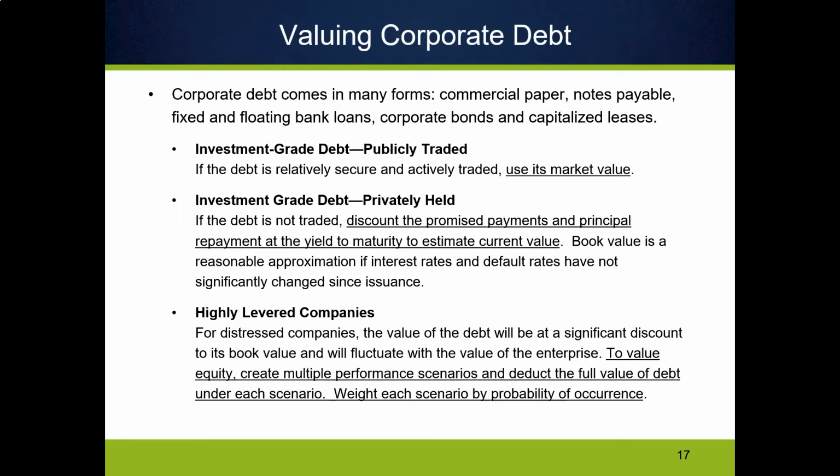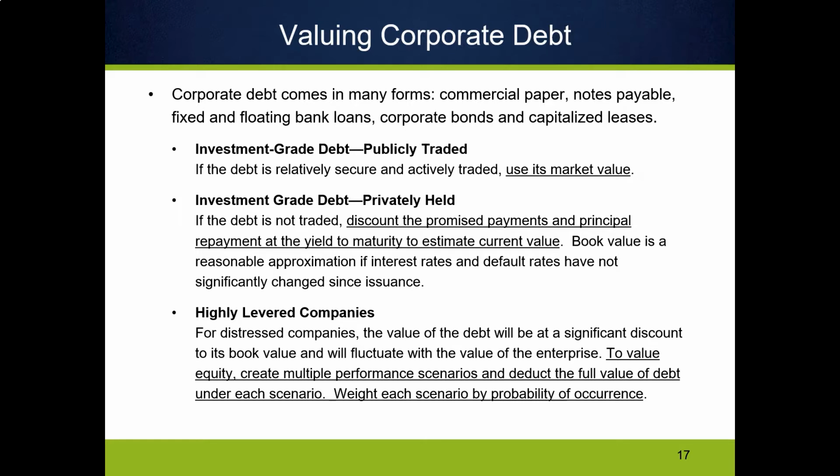Just to name a few, we've got commercial paper, which is really, really short-term debt, like overnight debt. Notes payable, which is 30 to 60 days. Fixed and floating bank loans, which are 6 months to 10 years probably. Corporate bonds, which run the full gamut, all the way up to 100 years. And then any kind of capitalized lease arrangements. So we have to value each of these types of credit, each of these liabilities. We need to subtract the value of the claim they have against the firm before we can estimate the equity value.